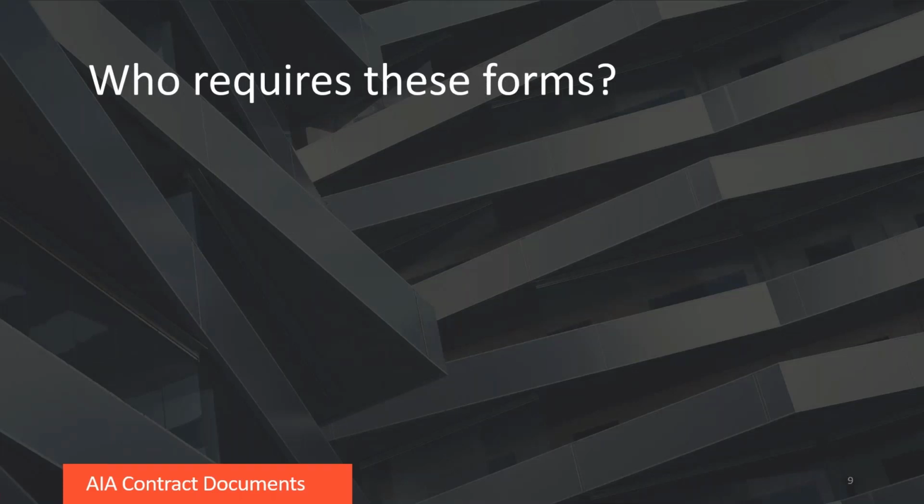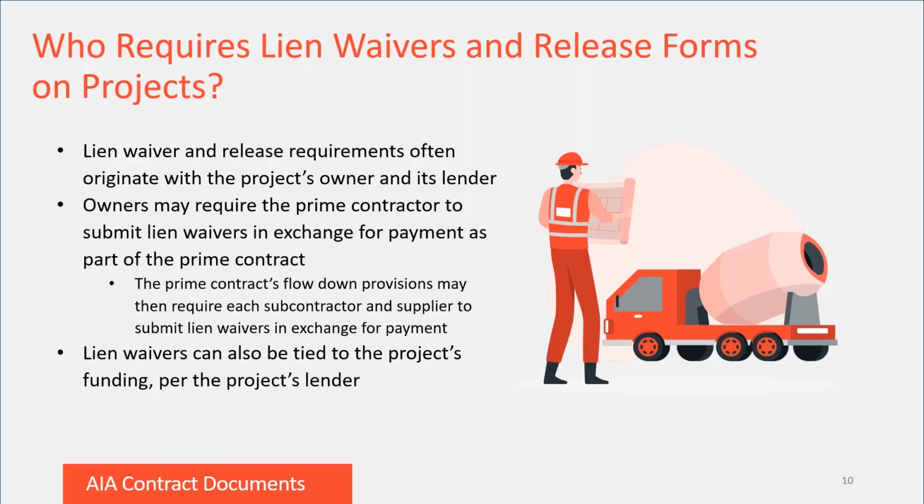I have mentioned that contractors and their subs are often required to submit these forms with their payment applications, but who generally requires them? Lien waiver and release requirements often originate with the project's owner and its lender. Owners usually require contractors and their subs to submit waivers as a condition for payment through the prime contract. The prime contract's flow-down provisions may then incorporate this requirement into each of the prime contractor's subcontracts. In turn, downstream subs and suppliers may be required to submit lien waiver and releases to the prime contractor as part of their payment applications.